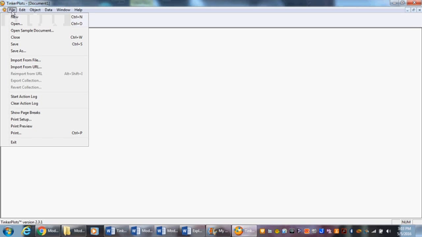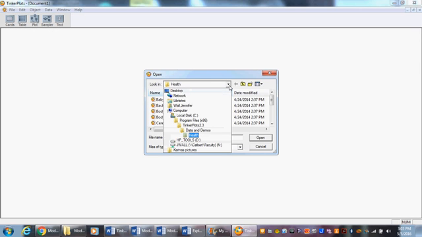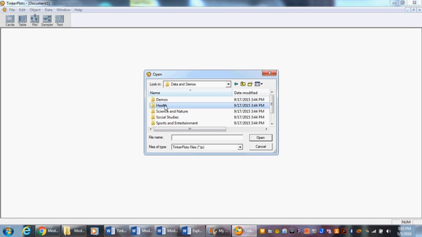So we are going to look at some data on some different types of cereal. So open sample documents, again if you need a refresher, if it doesn't default to the data and demos, it's under computer, local disk, program files, TinkerPlots, data and demos, and then we are going to be looking at health and cereals.